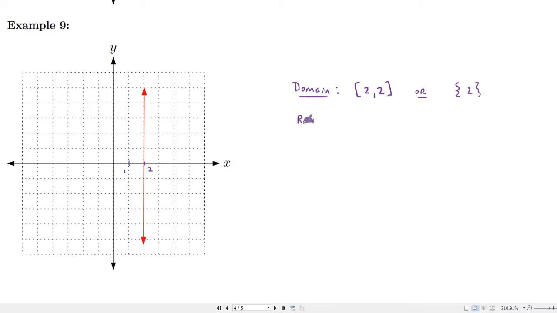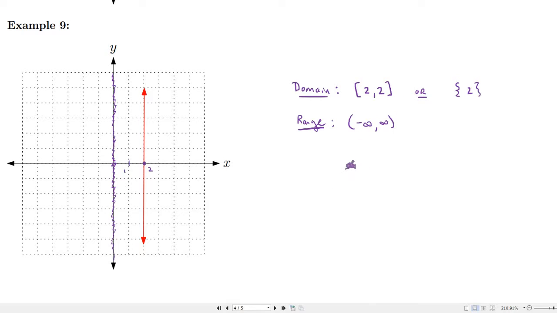What about the range? Well, the outputs, there are many, many outputs, right? So for example, 0 is an output, right? At this point on the curve, that corresponds to y being 0. But up here, it looks like I'm getting anything I want for that second coordinate, right? Any positive y value or any negative y value. So the range is actually from negative infinity to infinity.